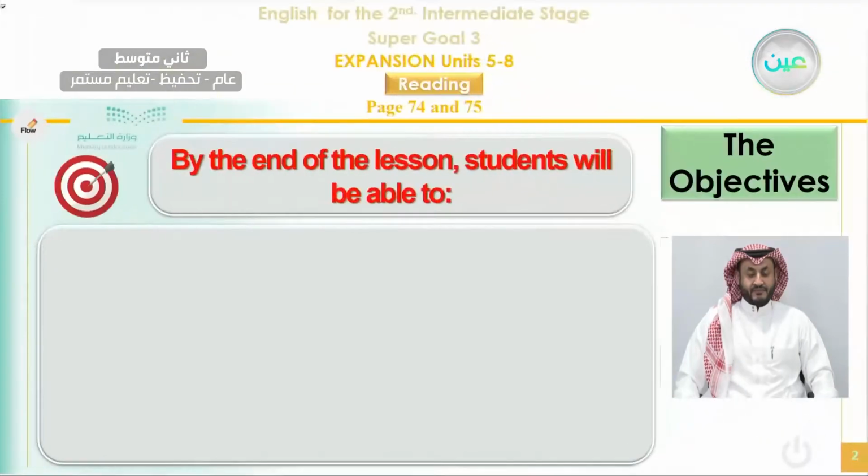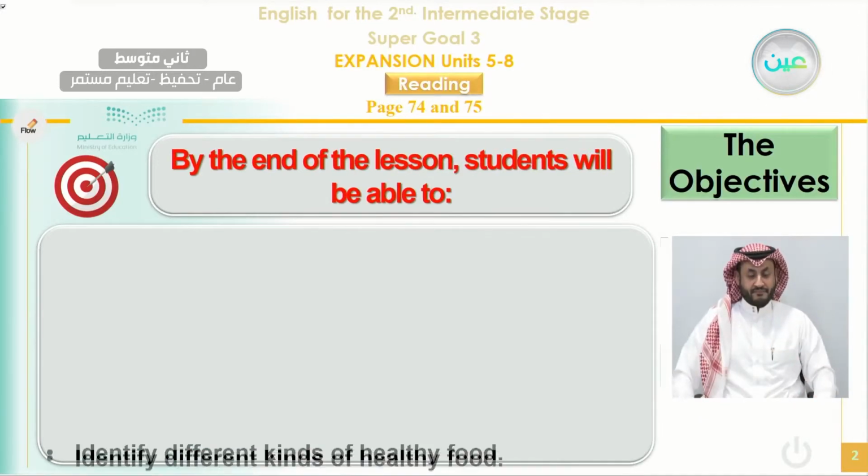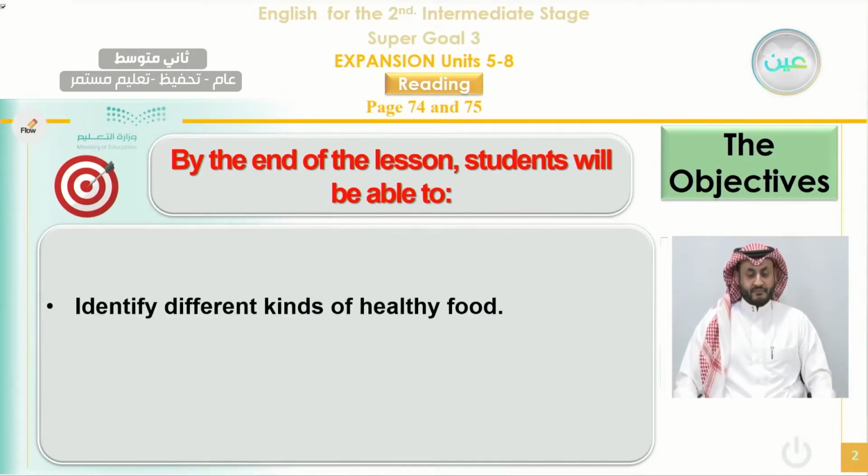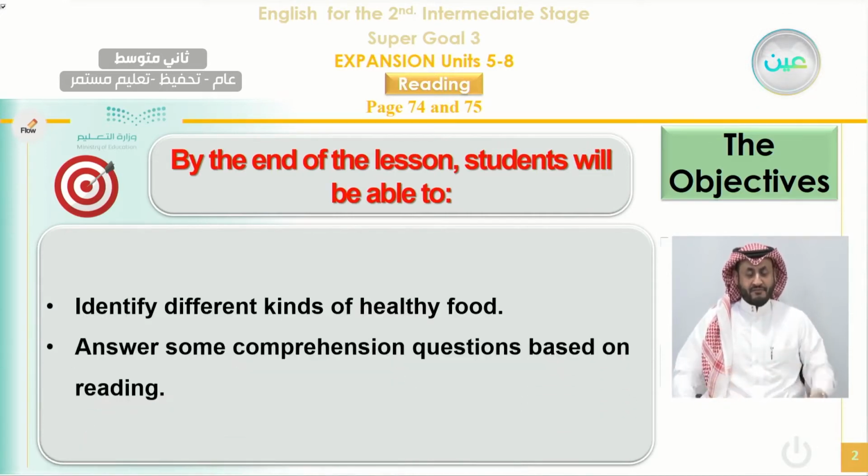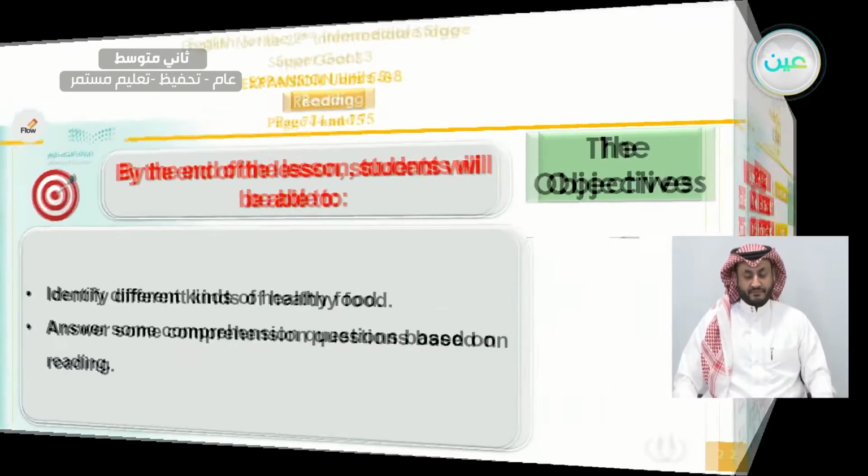Okay, let's start by reviewing the objectives. What are we planning to achieve at the end of this class? Students will be able to identify different kinds of healthy food that we are going to study in a reading passage. Then the students will be able, inshallah, to answer some comprehension questions based on the reading.